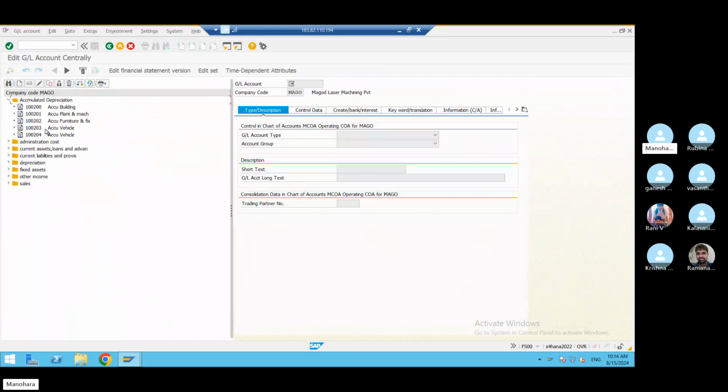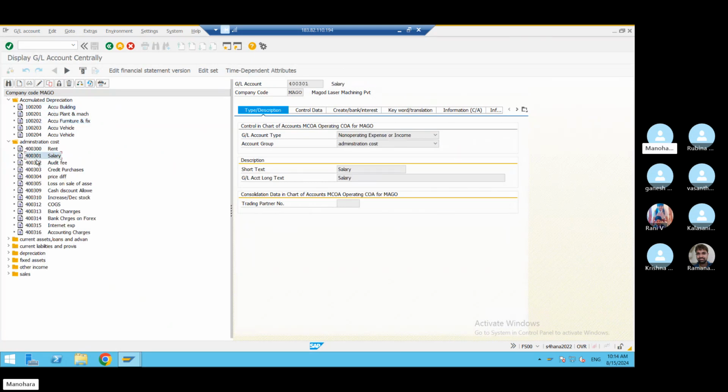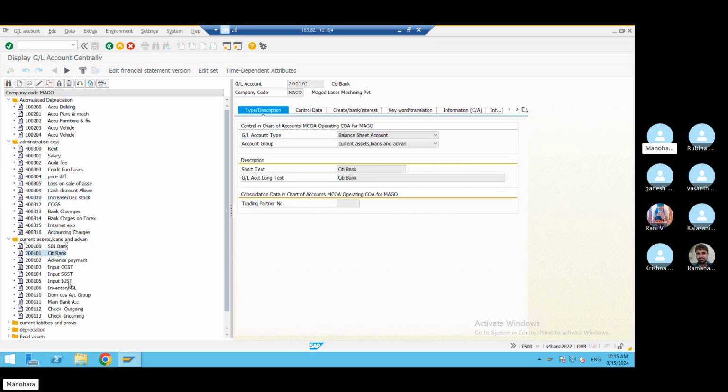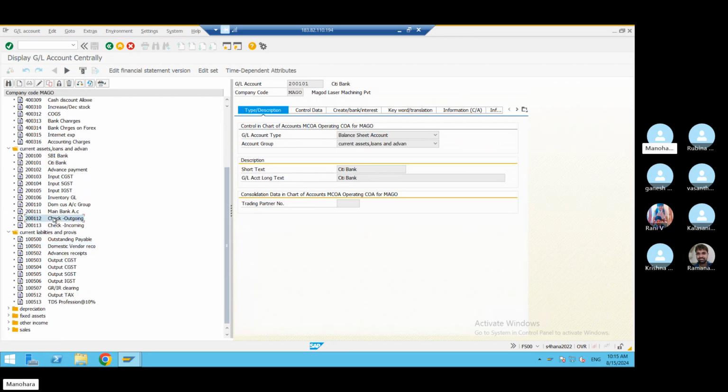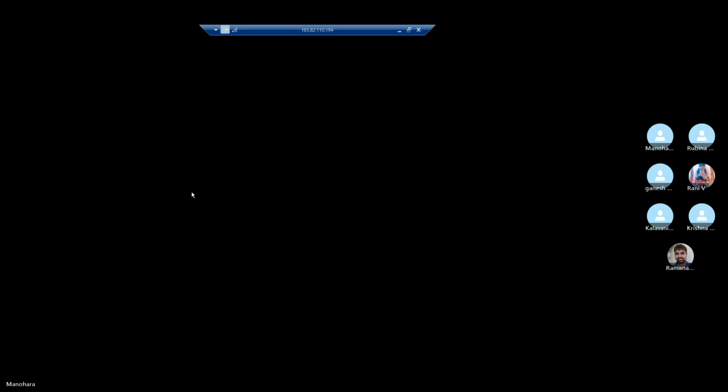See, this is the main ledger. You can find salary, rent, audit fees, credit, purchase, whatever comes under administration. These are the main ledgers, and bank, input tax. Whatever comes to the balance sheet, and P&L accounts, profit and loss accounting, those are the main ledgers. Vendor and vendor-related reconciliations come to the balance sheet, right? So that is a subledger.